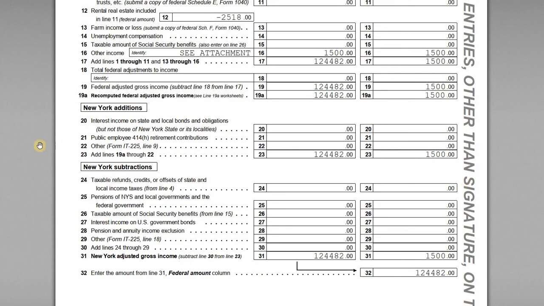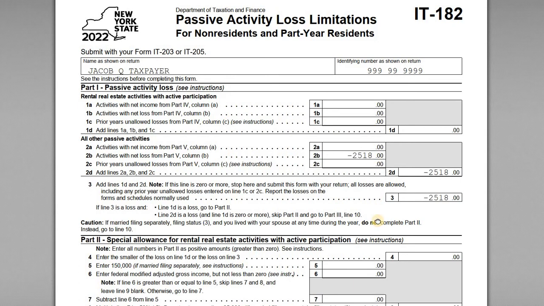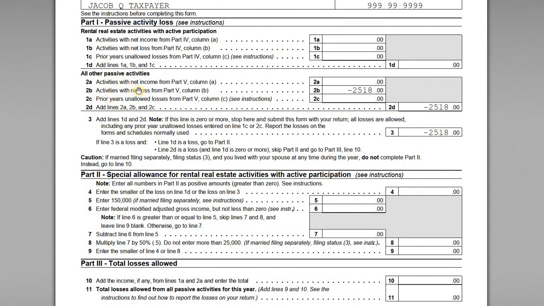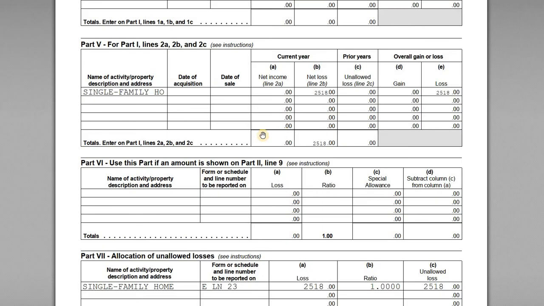Now, the passive activity loss, New York does have its own form of the passive activity loss limitation schedule. So instead of the 8582 for federal, we have the IT-182. Very similar format to what we see on the 8582. So we've got all other passive activities here, right? So they have their active participation section for rental real estate, but remember, we're not taking that position. So it's just other passive activities with net loss. There's the minus $2,518. And so that is the amount that's going to be carried forward again to future tax years.